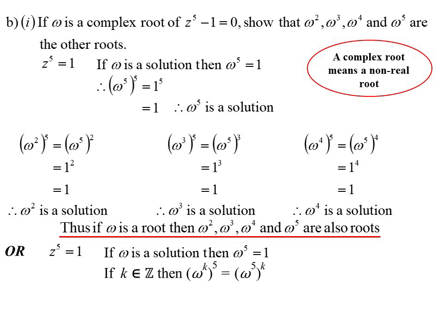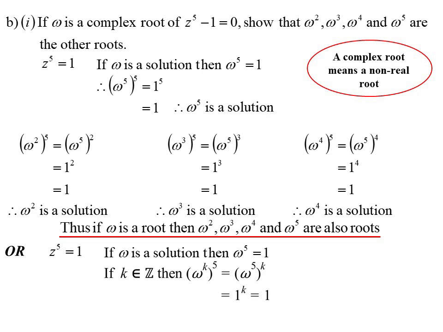If I substitute in omega to the power of k, and play around with the index laws, same as I did before, I'll get omega to the power of 5 to the power of k. But omega to the power of 5 is 1, and 1 to the power of k is 1. Essentially exactly what I did, but now I only have to do it once, instead of doing it, how many times did I end up doing it there?